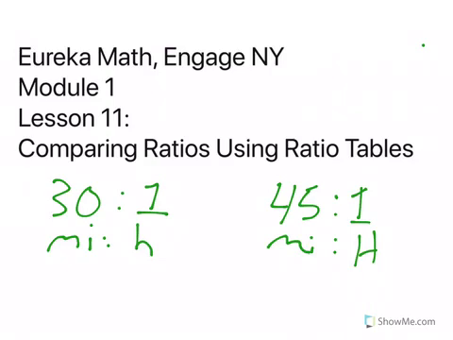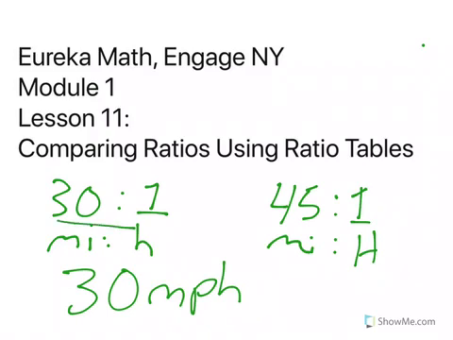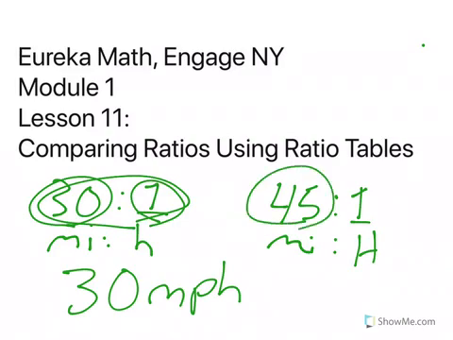So you may think, oftentimes you might see 30 miles per hour, or you might see a speed limit sign, but when we talk about 30 miles per hour, that's actually a ratio. We're going 30 miles for every 1 hour that we drive, or in this case, 45 miles for every 1 hour that we drive. So we can use ratios to compare, or we can compare different ratios, I should say.